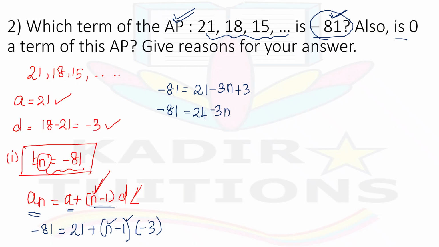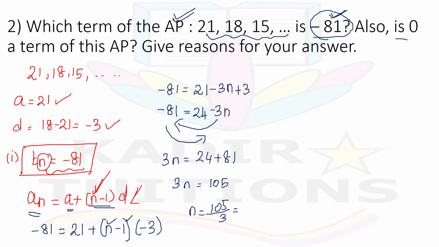So what we can do, we can move this 3n to this side and 81 to this side. So 3n equal to 24 plus 81. So 3n equal to 105. So n equal to 105 by 3. So if I divide this, it is 35.